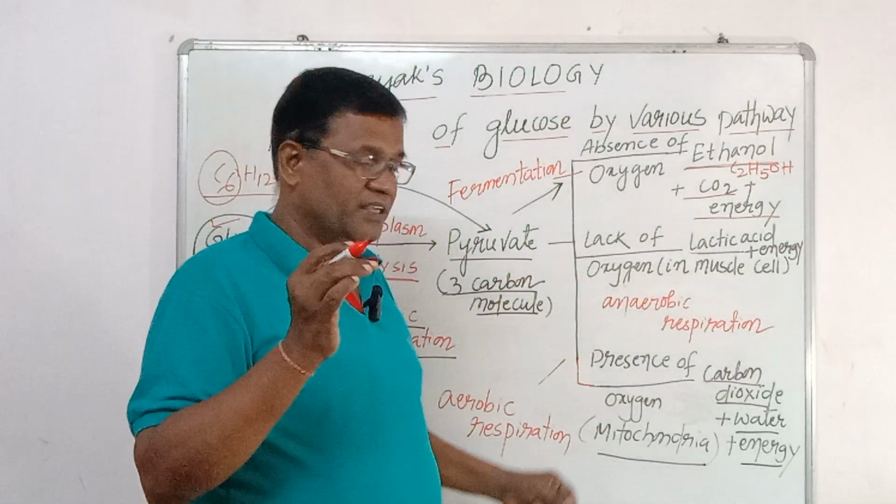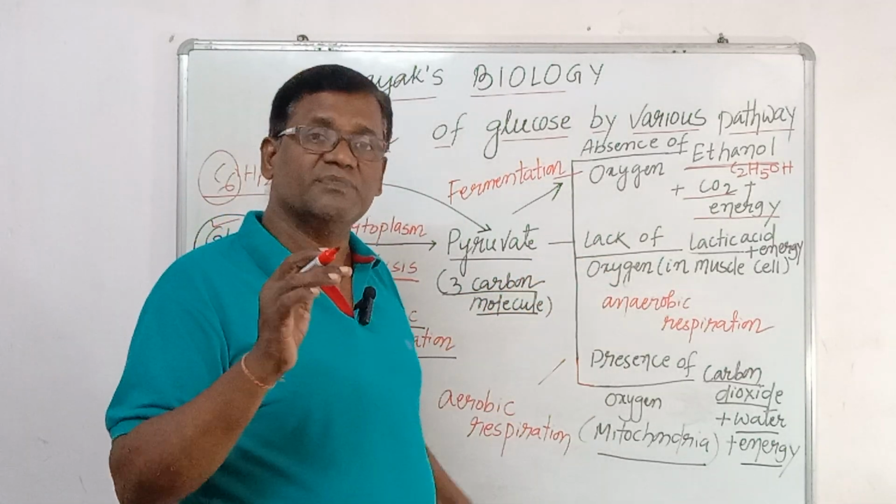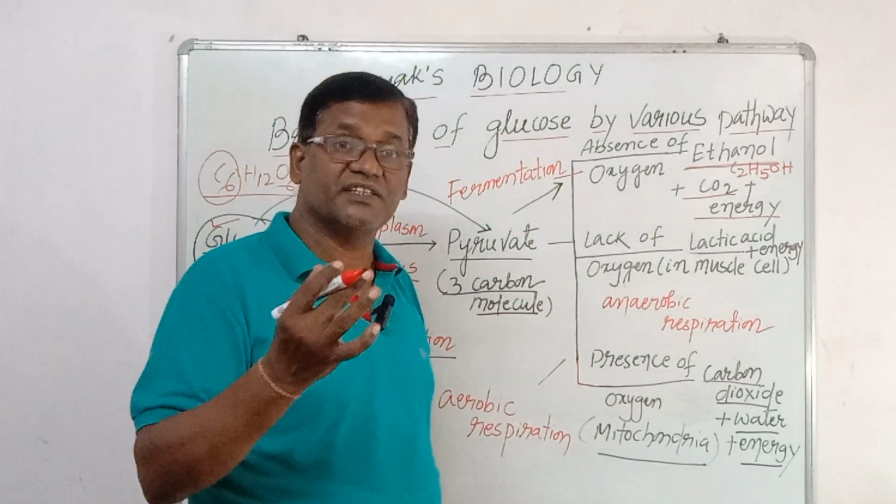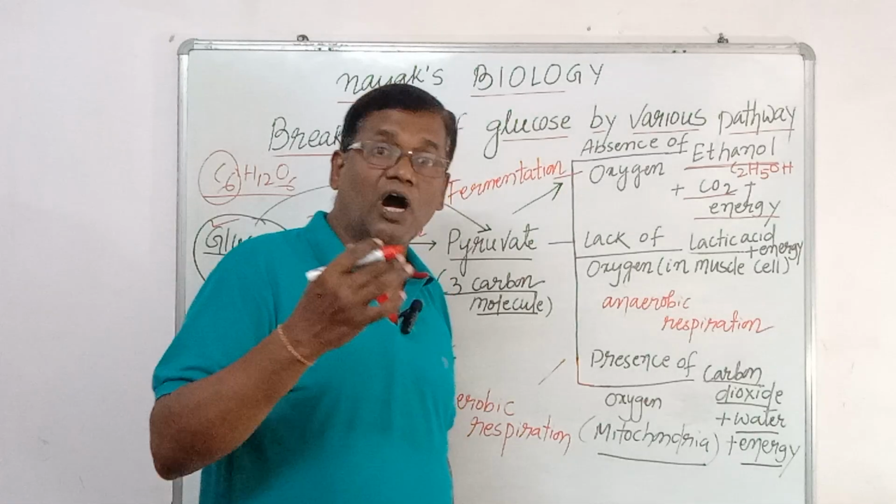Now come to the second. It is a complete lack of oxygen, meaning in the absence of oxygen. It is also anaerobic respiration. Where does it occur? In the muscle cell. How does it occur?